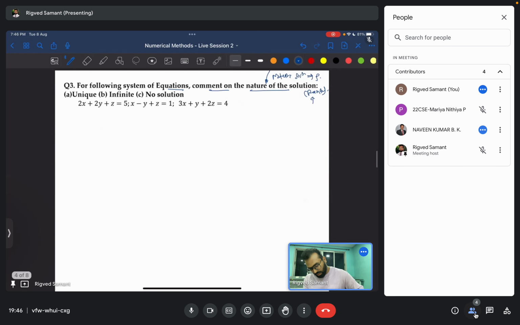So for question 3, we have this system and they're asking what the nature of the solution would be, right? So let's just find out. A augmented B would be 2, 2, 1, 5, 1, minus 1, 1, 1, 3, 1, 2, 4. Right? Okay.